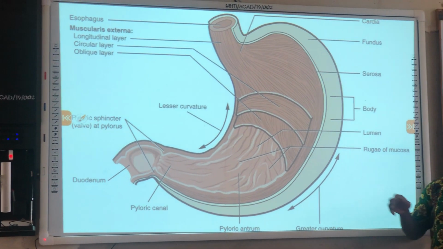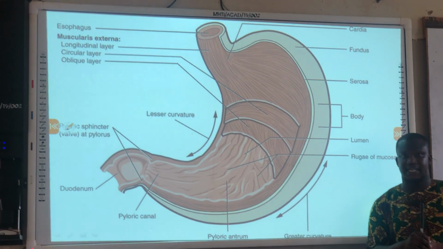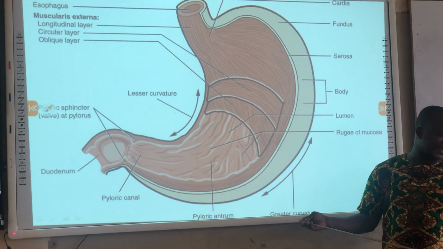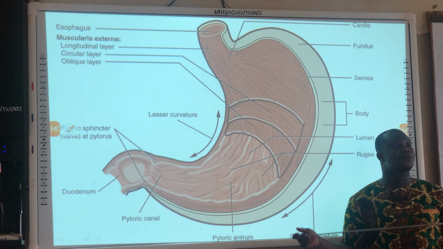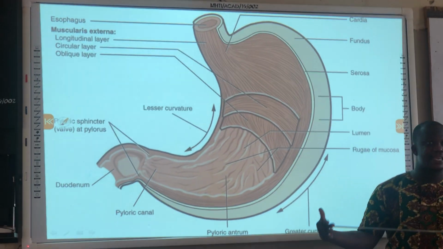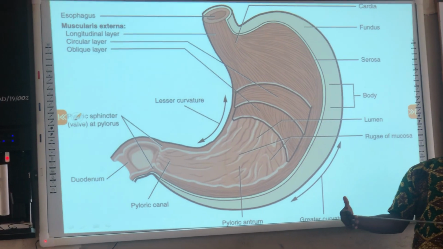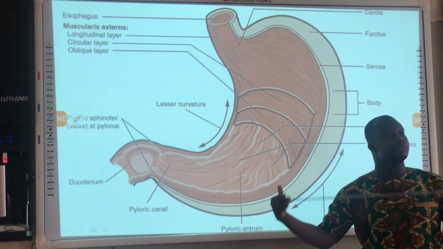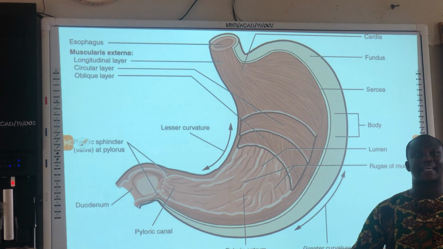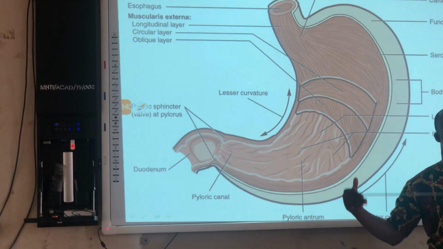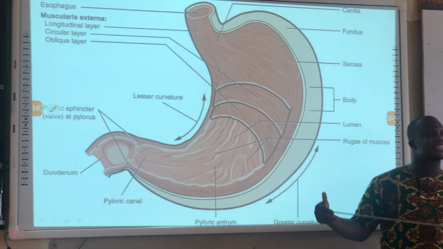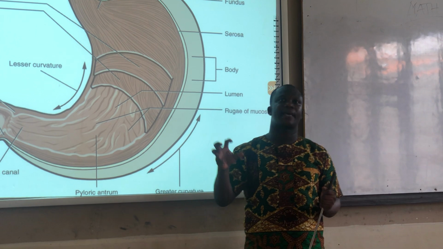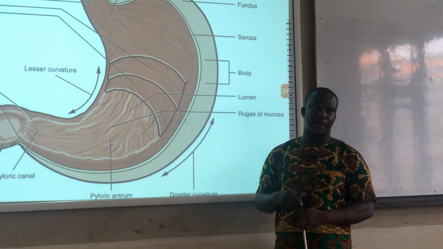Now let's look at the microscopic structure of the stomach. Microscopically, the stomach is made up of a muscular layer, mucosa and submucosa. The stomach is made up of epithelial cells. The stomach is made up of deep gastric pits. Now let's take them anatomically and describe them.